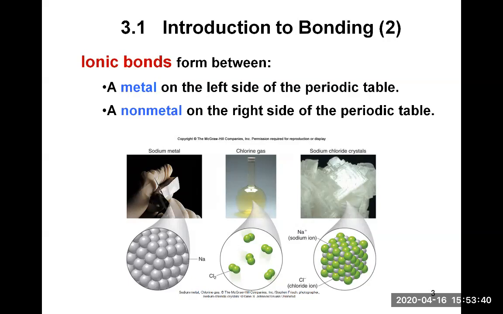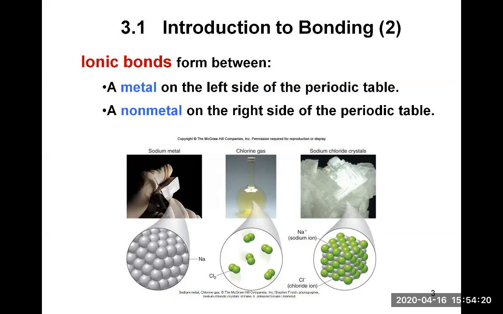For example, NaCl. Na is sodium, found on the left side of the periodic table, and chlorine is a non-metal from the right side. As an element, sodium is a metal, it's a solid. Its single atoms are packed together in a regular arrangement because they are solid. And it's a soft solid. You can see here that someone is able to cut some of the metal with a knife.